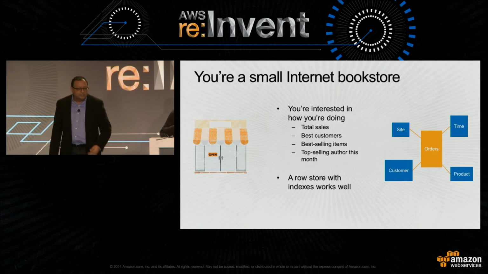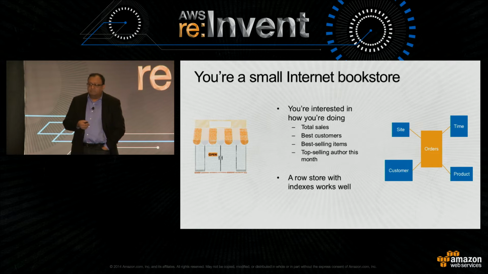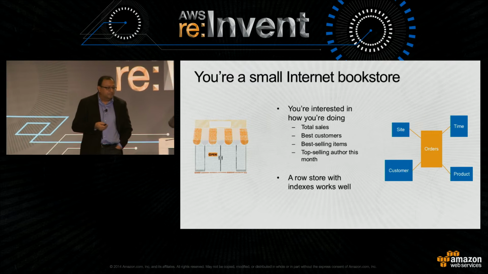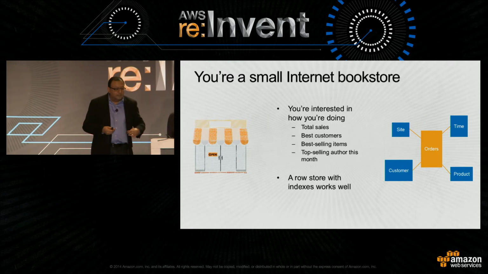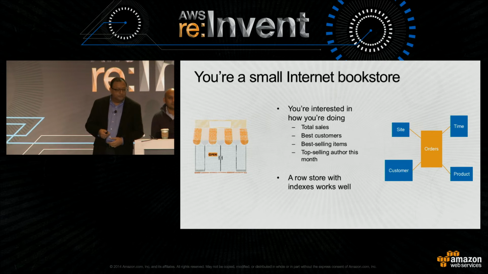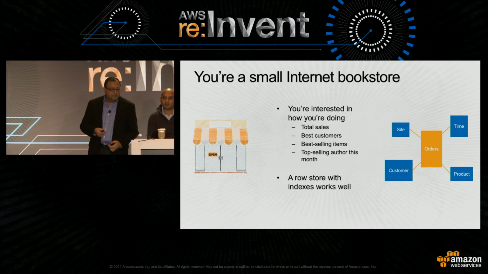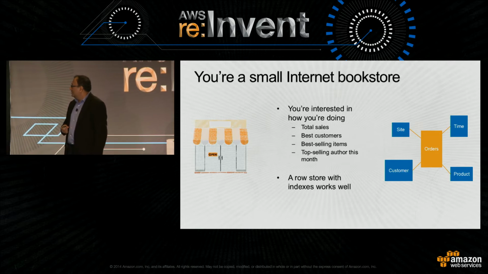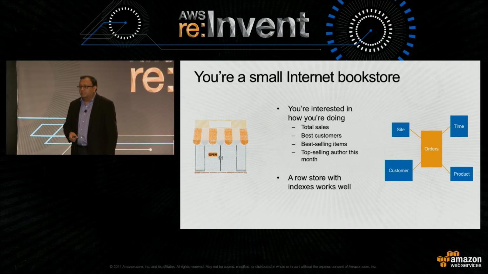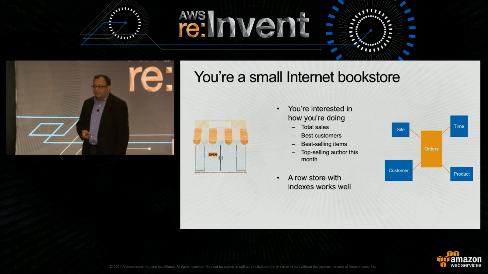So let's talk about this a little bit. Let's imagine you're a small internet bookstore, and you're interested in how you're doing. You've got a bunch of sales. You want to know your best customers, your total sales, and which products are best. That's actually a pretty easy problem, right? You build a star schema, and you stuff it into a database. You put some indexing on it, and away you go.